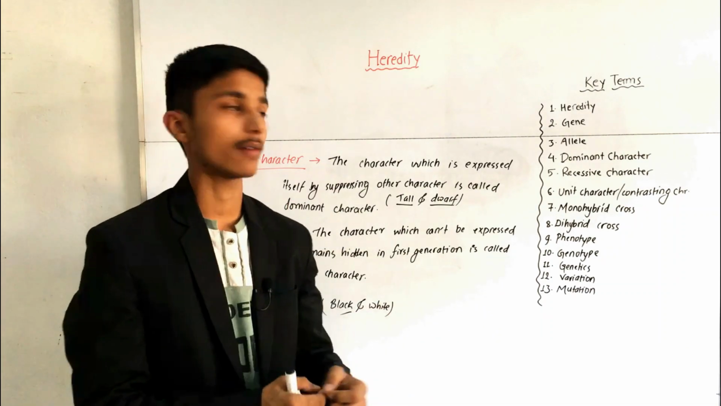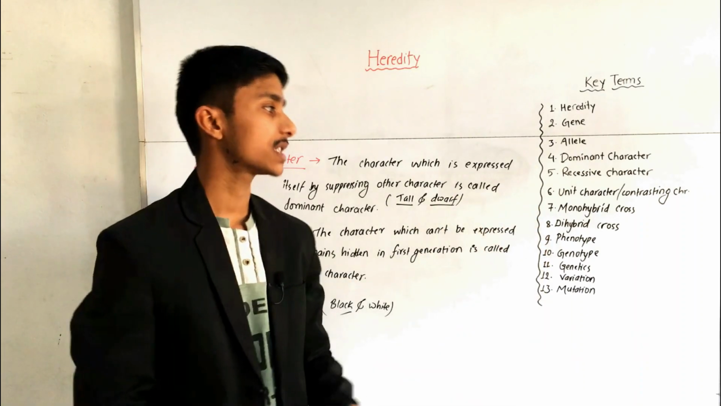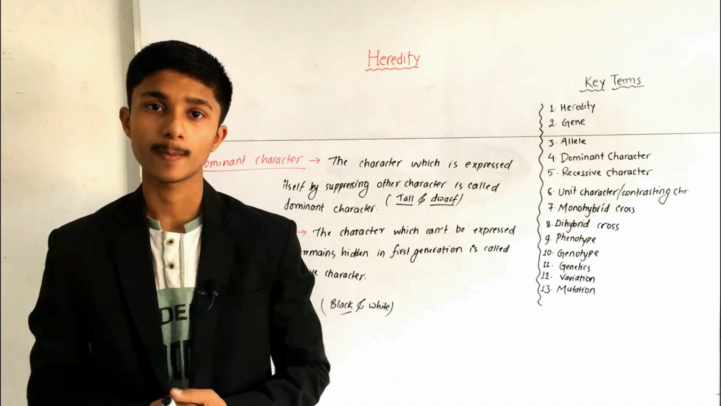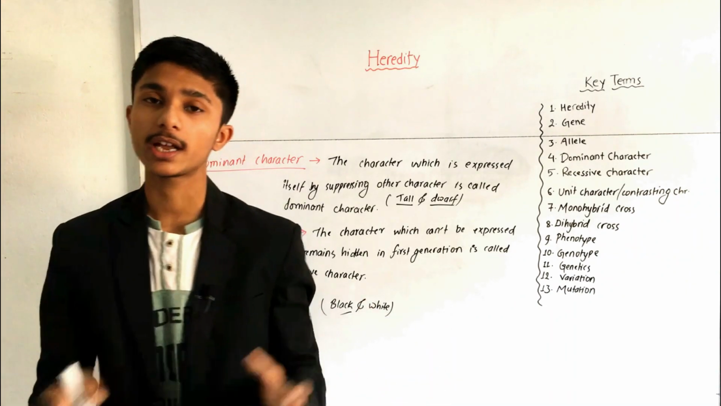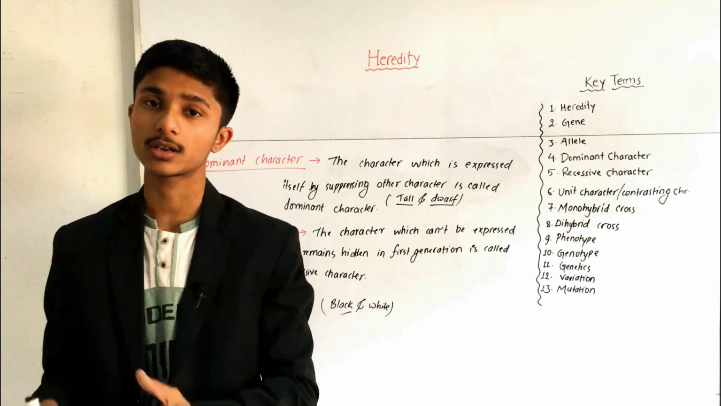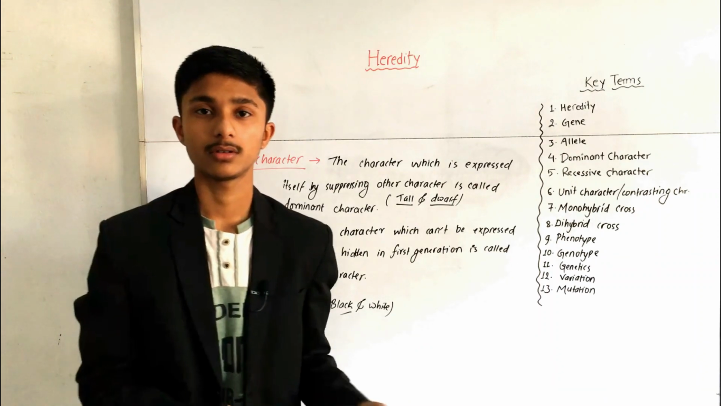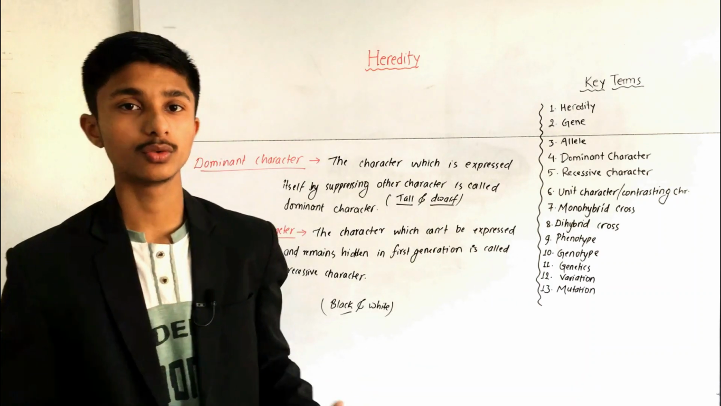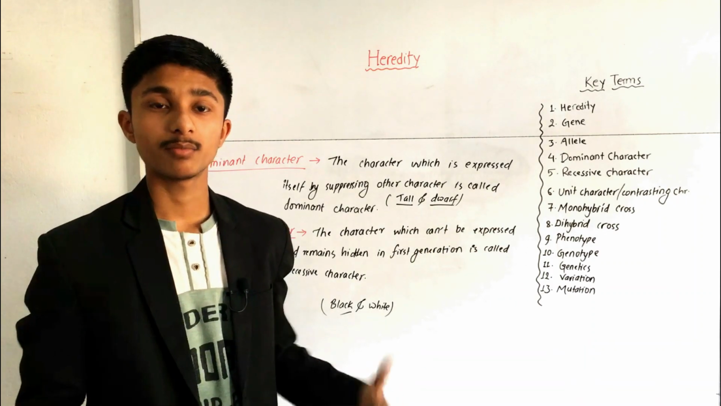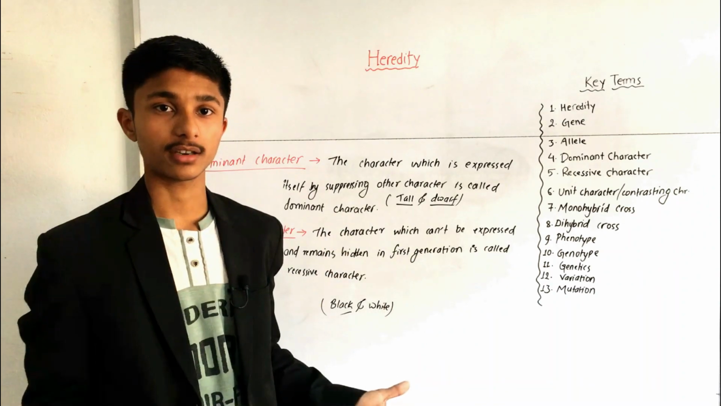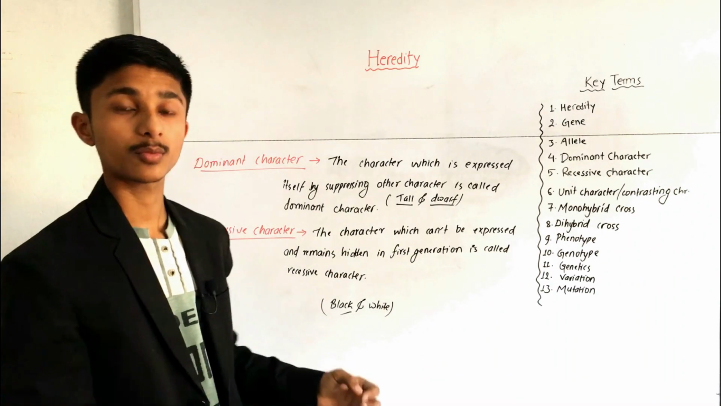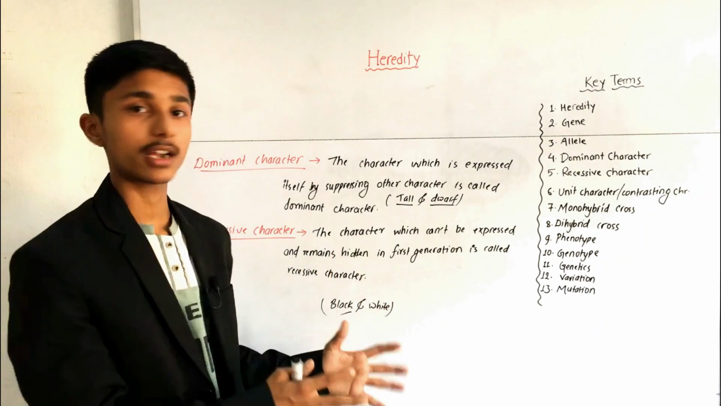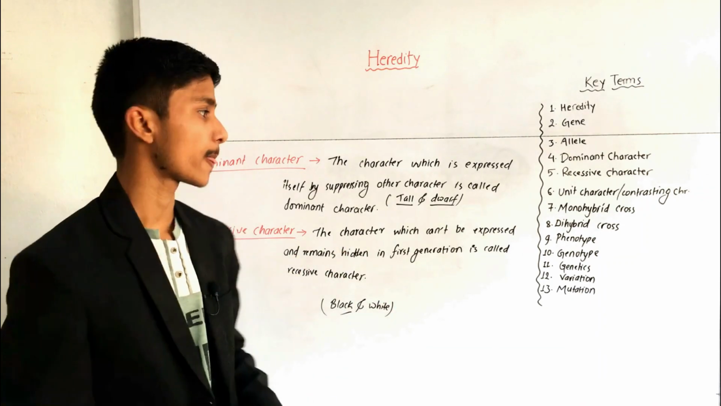Now we move to our next topic, that is unit character or contrasting character. What is a contrasting or unit character? It is the definite external character of an individual, and it is called a contrasting character or unit character. Suppose height, my height, it is a contrasting character. And suppose fatness, black, white, these are contrasting characters or unit characters.